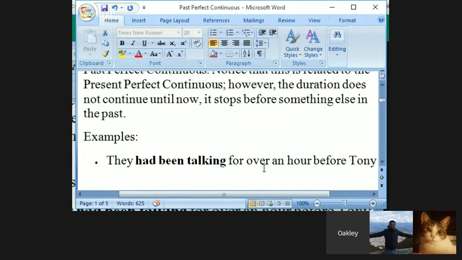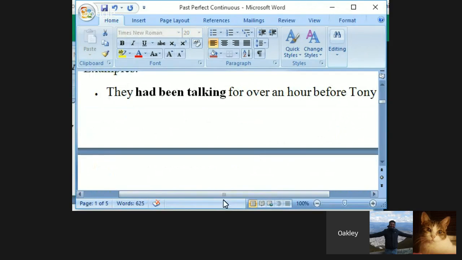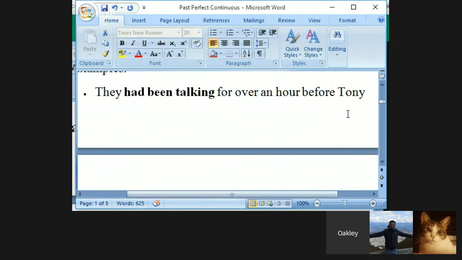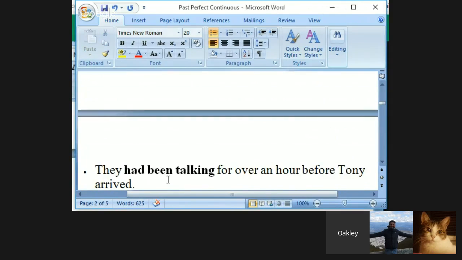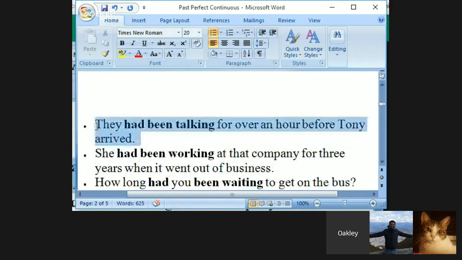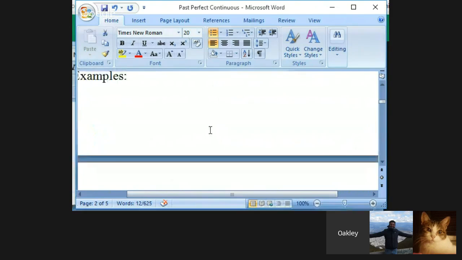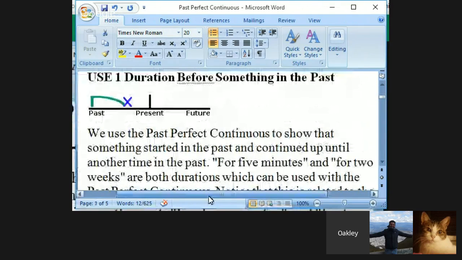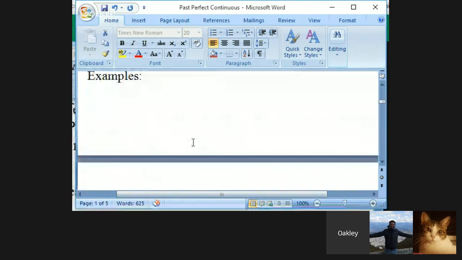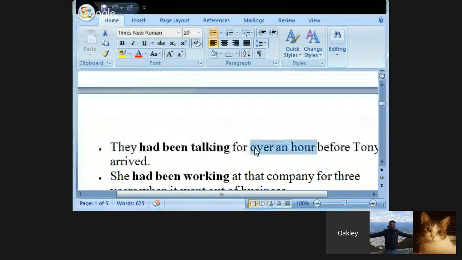So, for example, they had been talking for over an hour before Tony, what? Where's the rest of the sentence? Okay. It's gone. Oh, there it is. Before Tony arrived. Okay. All right. They had been talking for over an hour. That is indicated in our little illustration here by the green line. That green line represents the past perfect continuous tense. Tony arrived is represented by the purple X. So we know that this green line is an hour, or actually over an hour, really.